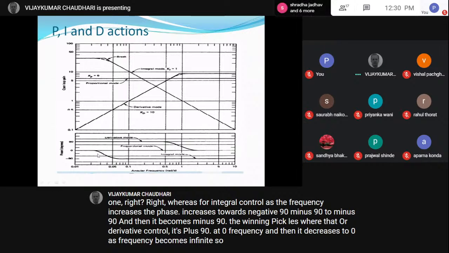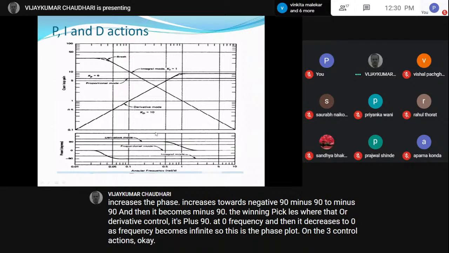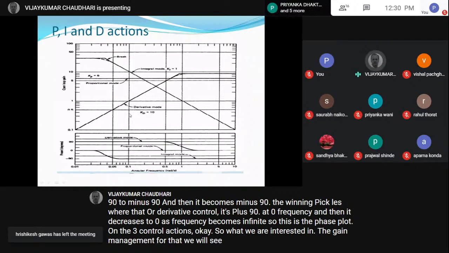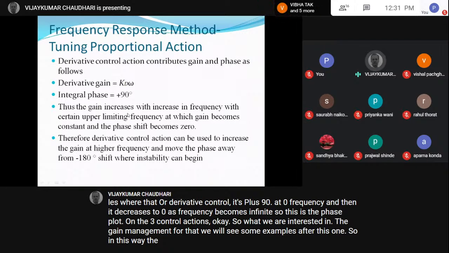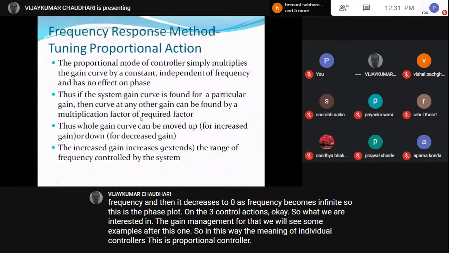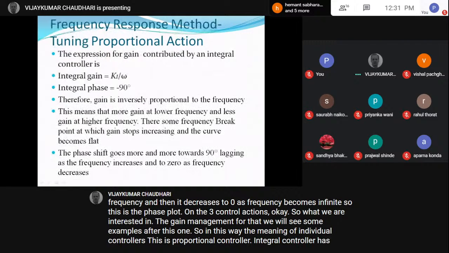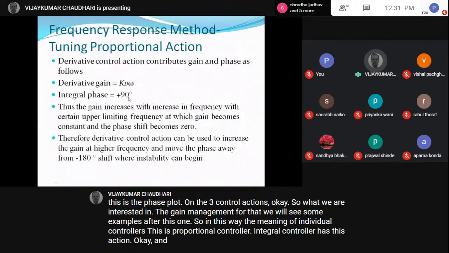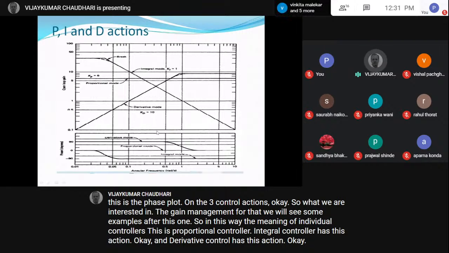So this is the phase plot for all the three control actions. Okay. So what we are interested in is the gain margin and phase margin. For that, we will see some examples after this one. So in this way, the tuning of individual controllers. This is proportional controller. Integral controller has this action, and derivative control has this action. So this is the resultant of all the three.